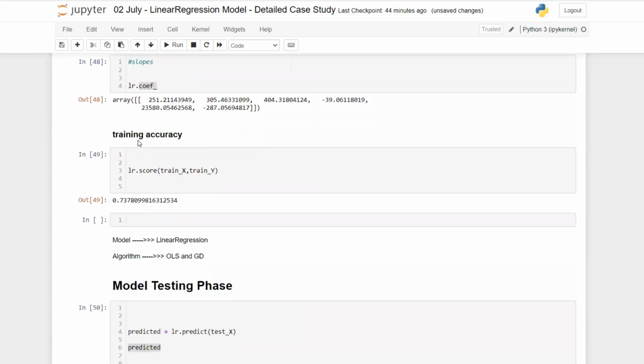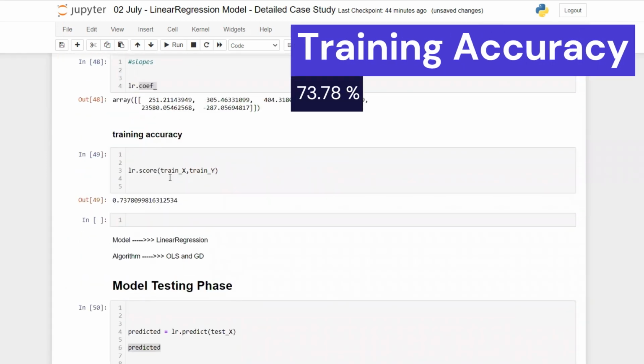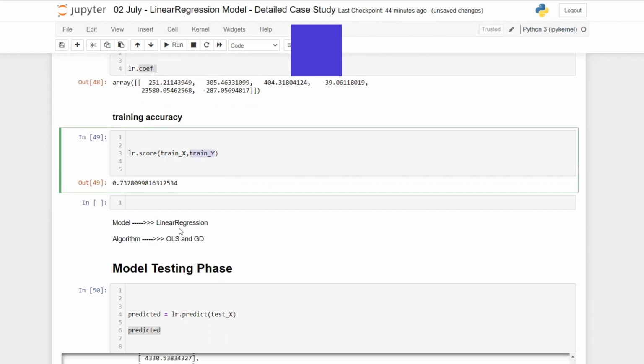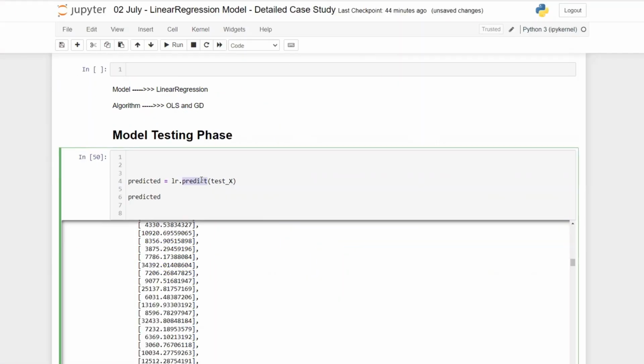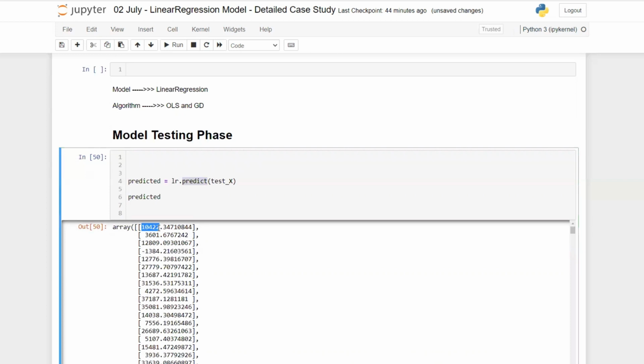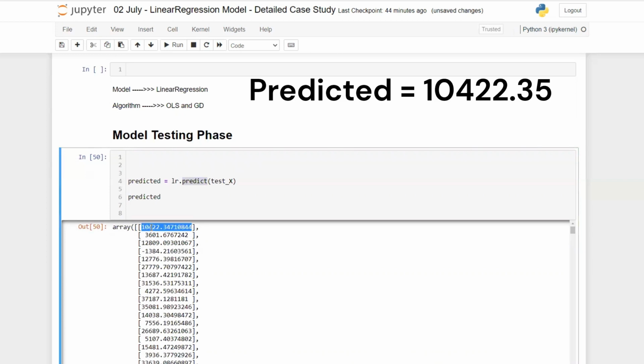Okay, so for the training accuracy, you don't have to do anything because it is already there. Simply call this score function, and it will tell you the training accuracy on the validation set. But for the testing phase, you have to first do the prediction, right? You have to predict the target first. Once you get the predicted values, let's say this is the first predicted value, which is 10,000. So for the first person, 10,000 is, let's say, the loan amount or the EMI amount that we predicted.